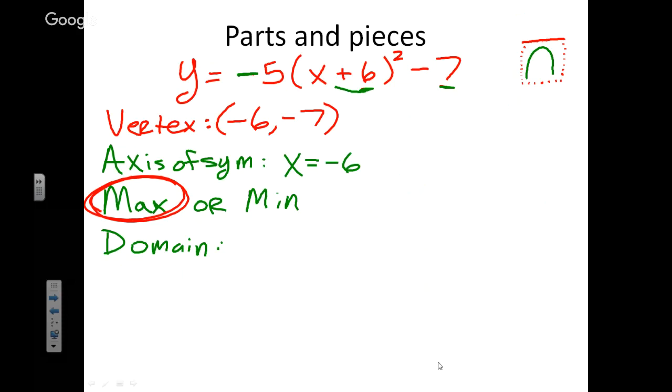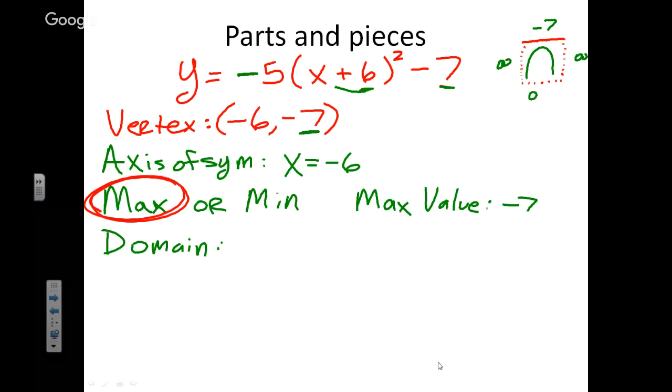Let's do one thing before I talk about domain and range. What is our max? We said it's a max. What's our max value? -7, okay? And that comes from here. So now going back to this graph, what's the number I put on top here? -7, because that's our max value. That's how high it goes. And all the dotted lines are what?